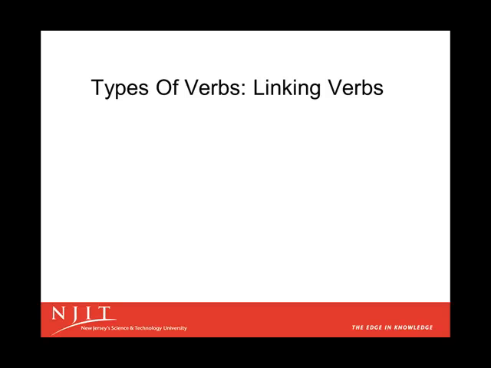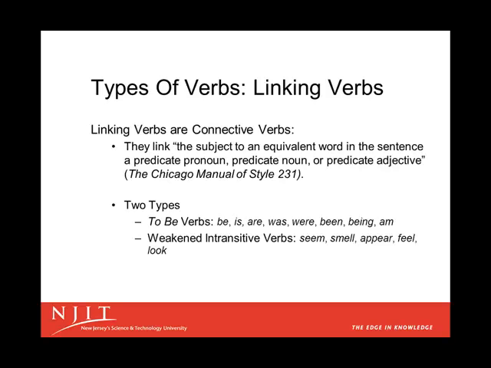Another type of verb is called a linking verb. A linking verb, also known as a connective verb, links the subject to an equivalent word in the sentence, a predicate pronoun, predicate noun, or predicate adjective. There are 2 types of linking verbs, be verbs and intransitive verbs that are used in a weakened sense.